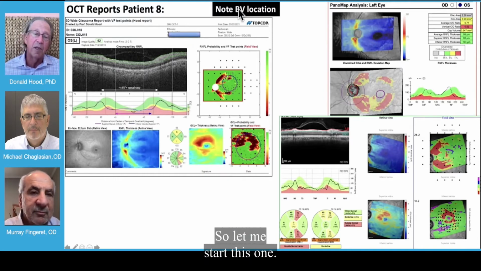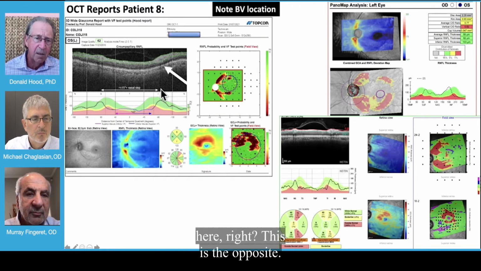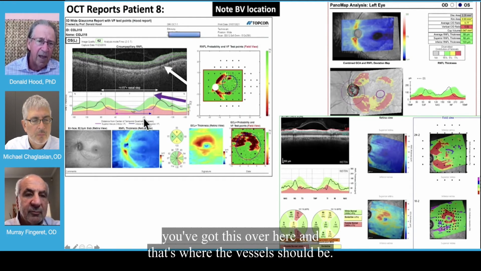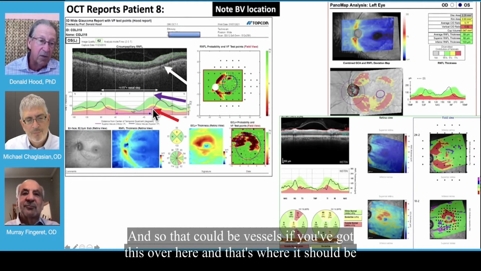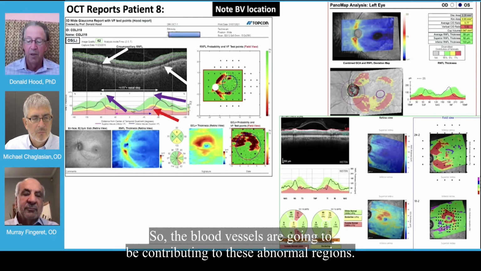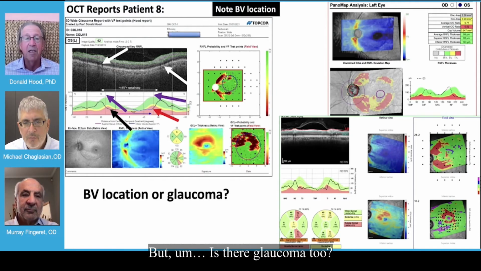So let me start this one. We have a blood vessel location problem again. Look at this here, right? This is the opposite. This wasn't a hyperope, but you'll see it in hyperopes. You've got this over here, and that's where the vessel should be. And so that could be vessels. You've got this over here, and that's where it should be. So the blood vessels are going to be contributing to these abnormal regions, but is it glaucoma too?